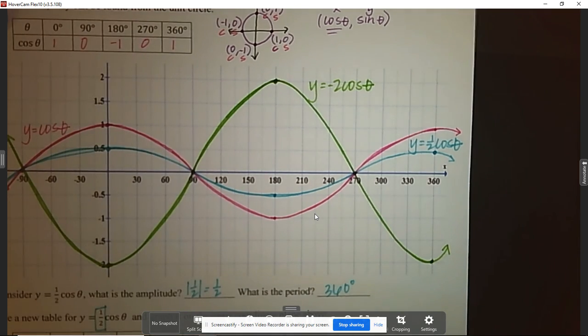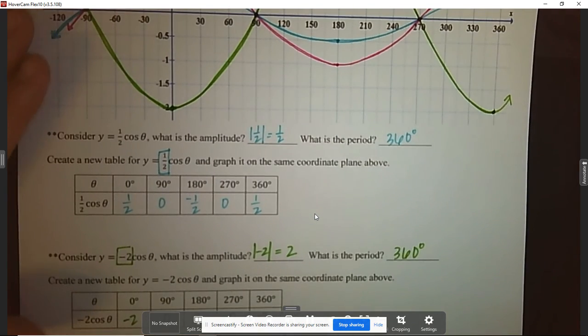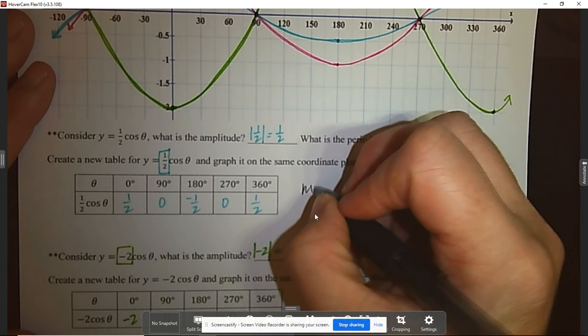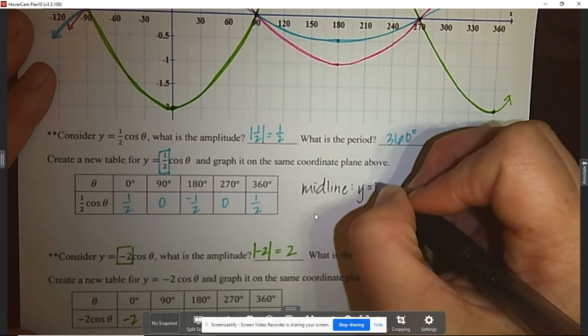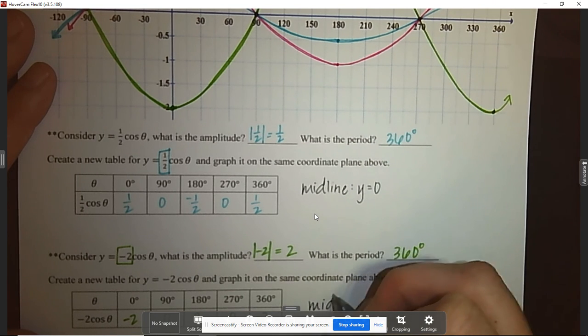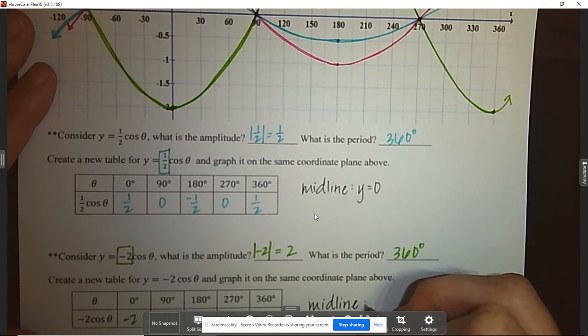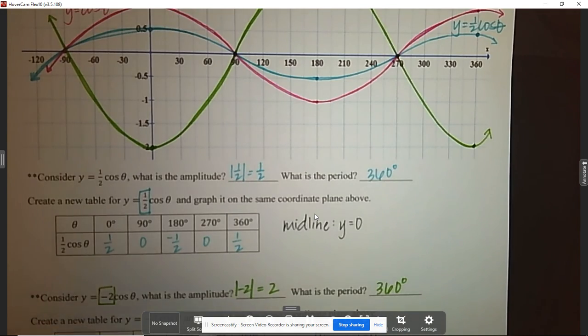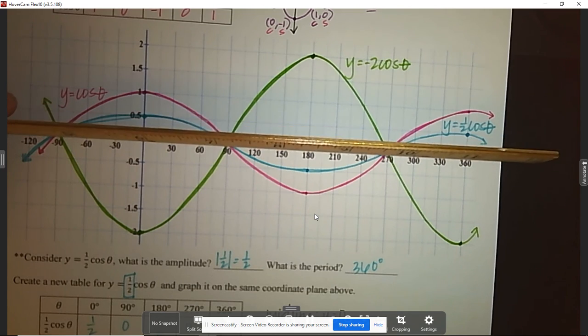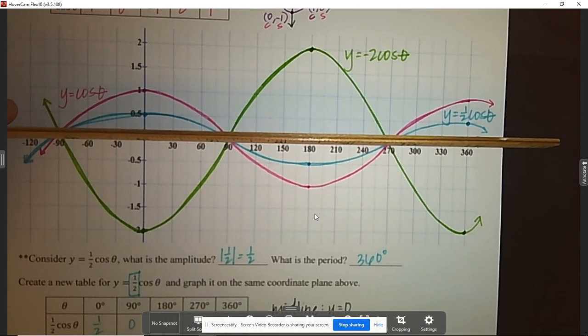Just to fill in a last couple pieces of information, just because I don't want you to be confused, we know that the midline here is still y equals 0, and here as well. It's the x-axis. And just one last reminder, that's this line right here that goes through the middle of each graph.